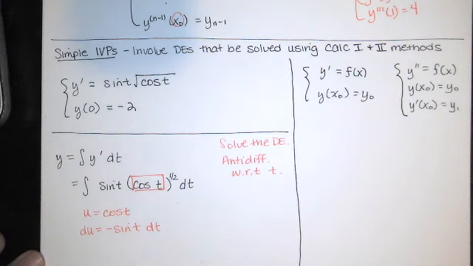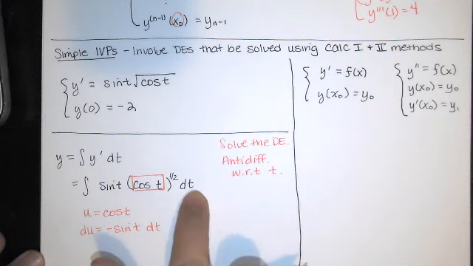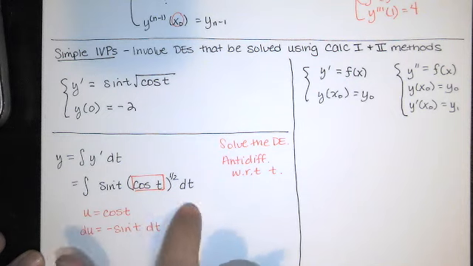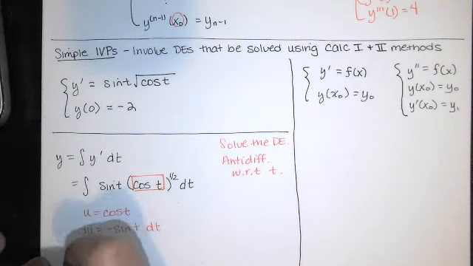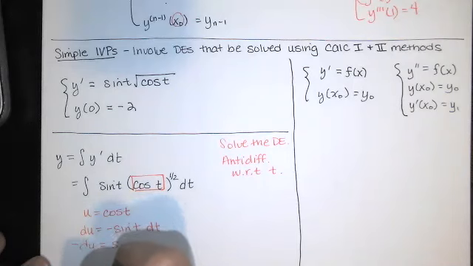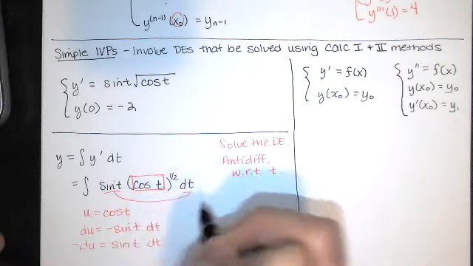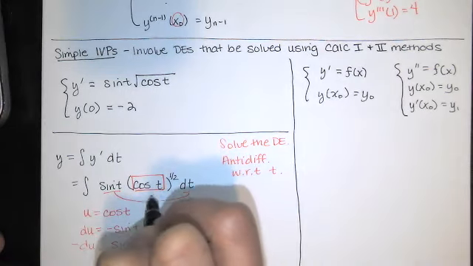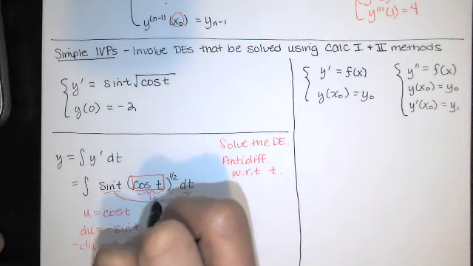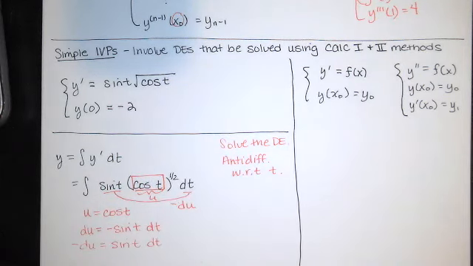These are differentials. And then I look up here and I compare what I have down here to what I have up here. I don't have a negative sine of t dt, I have a sine of t dt. So I'll multiply both sides by -1. And it turns out that sine of t dt is equal to -1 times du. So that's a negative du, and cosine of t is my u, so that's a u to the 1/2 power.